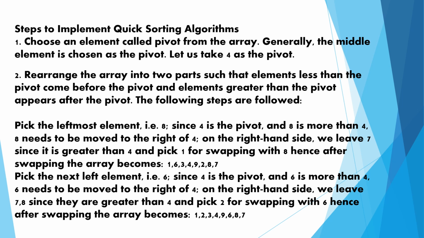1 6 3 4 9 2 8. Pick the left element, that is 6, since 4 is a pivot and 6 is more than 4. 6 needs to be moved to the right of 4 on the right hand side. We have 7, 8 since they are greater than 4, and pick 2 for swapping with 6. Hence, after swapping, the array becomes 1 2 3 4 9 6 8 7.